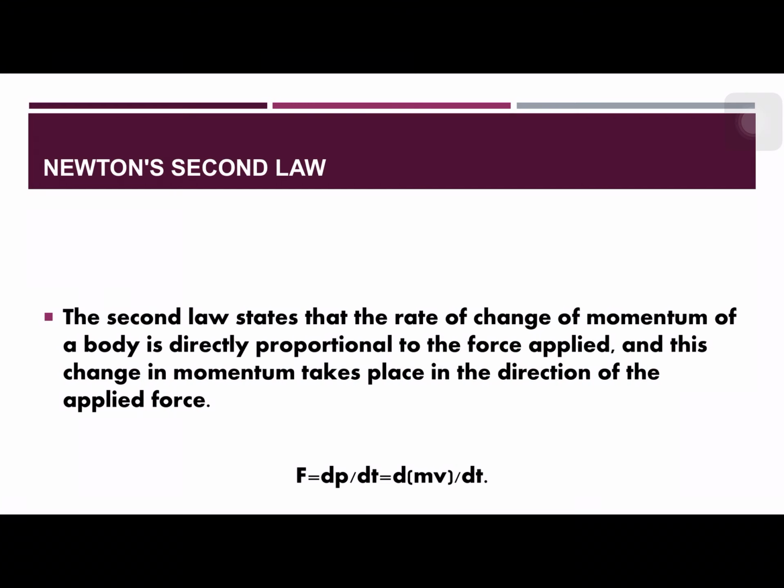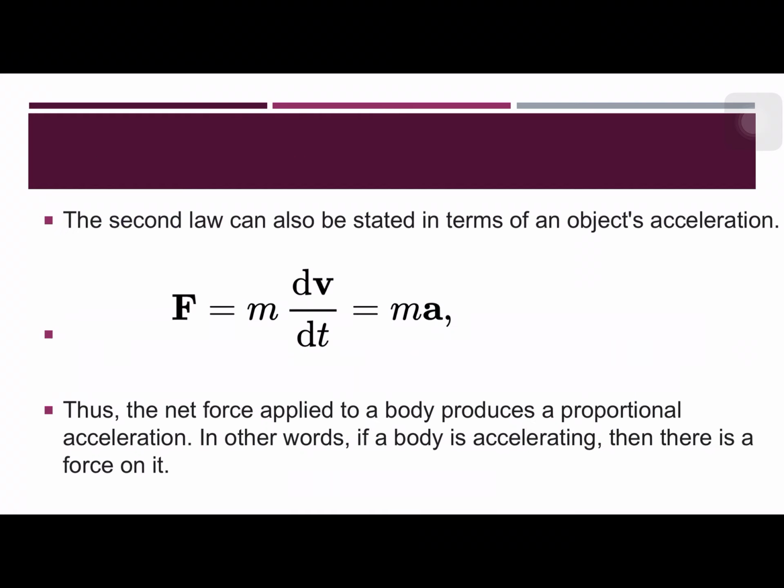So Newton's second law states that the rate of change of momentum of a body is directly proportional to the force applied, and this change in momentum takes place in the direction of the applied force. F bar equal to dp bar by dt, that equals d of mv by dt.